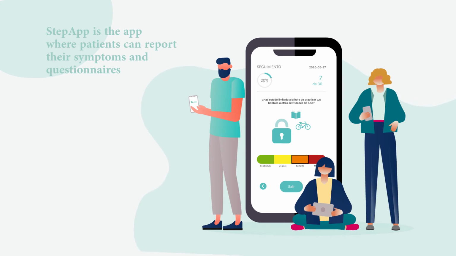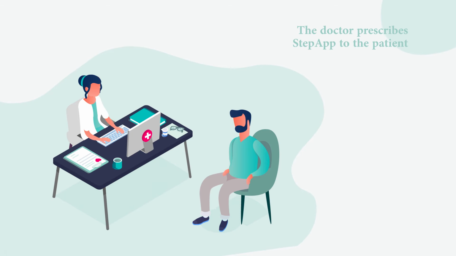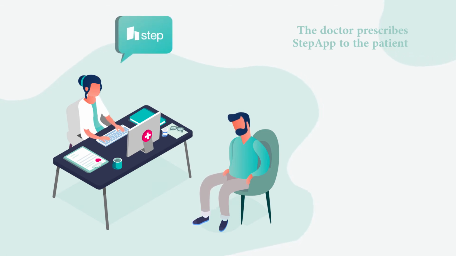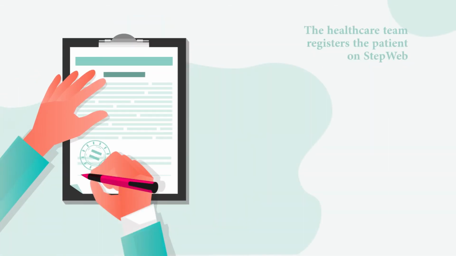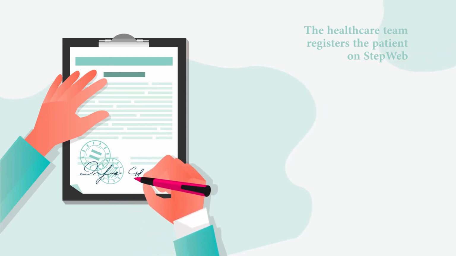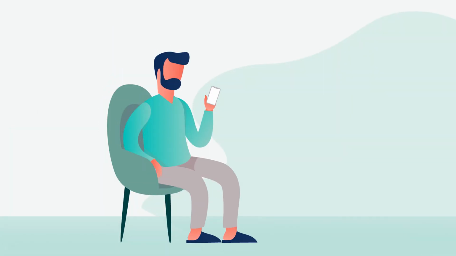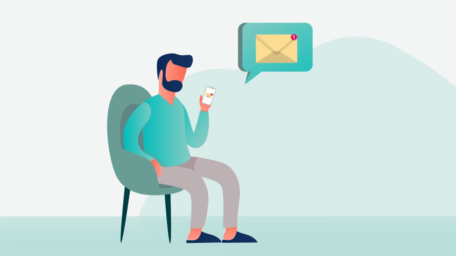This is the step-by-step functioning of the mobile application for patients. The doctor, when deemed necessary, prescribes STEP App to a patient. To start working with the system, the patient must sign the informed consent. Once this is done, we register the patient in STEP Web. After registration, the patient receives an email with a link to verify that this is indeed their email. After verification, they receive a new email with a provisional user password, a link to the corresponding app store, and help information to download STEP App easily.